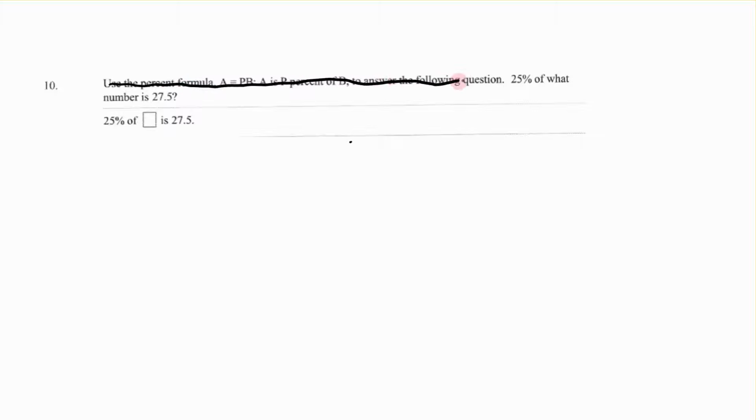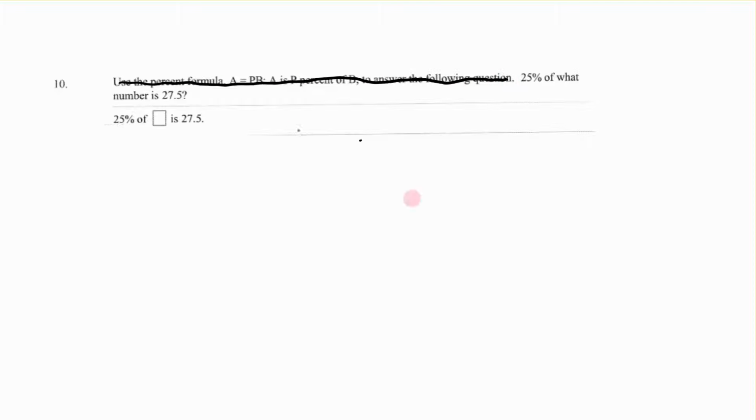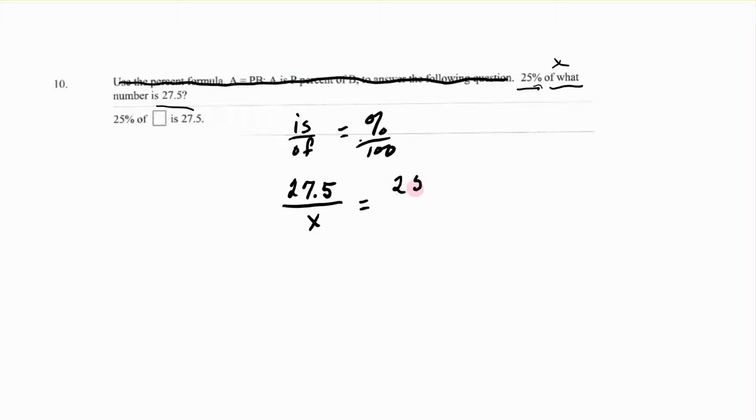Next one. Get rid of that instruction because I want to use the percent proportion. It is over of equals percent over 100. 25%, okay, there's my percent number, of what? That means I don't know the of number, is 27.5. So the is 27.5. The of, unknown. The percent, 25, and it's over 100.